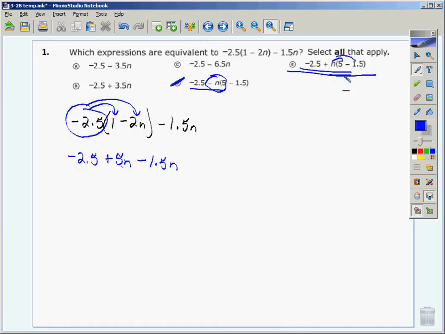So this has the same value, and I can see that when I'm to this point. Is this in its simplest form yet? No. What should I do? I should put the two n's together, right? Combine those like terms. Negative 2.5n, and if I take 5 and I subtract 1.5 from it, I get 3.5n. So the two that are up here that would have been right were B and E. All the others would not work out the same.